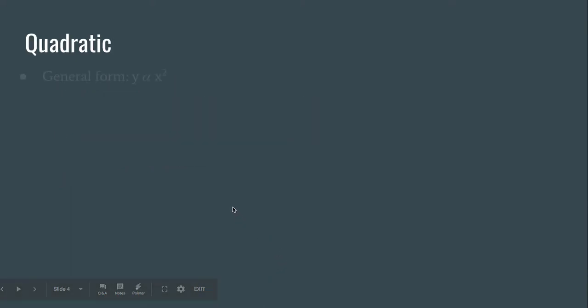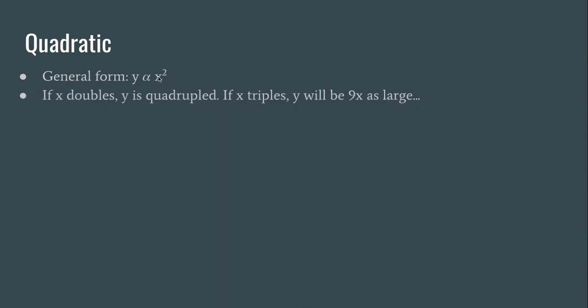A quadratic has a general form of y is proportional to x squared. So if x doubles, x squared gets quadrupled, so y is quadrupled. And if x triples, I put a 3 in here for the x. 3 squared is 9, so y will be 9 times as big.